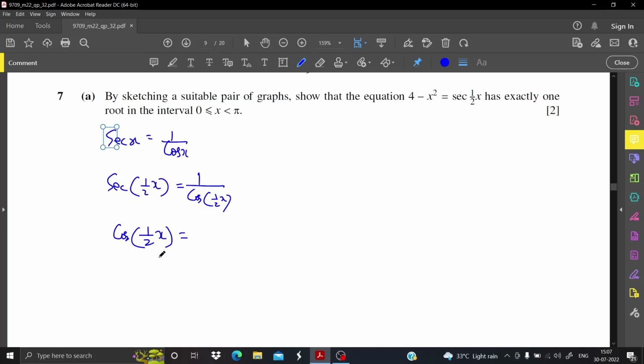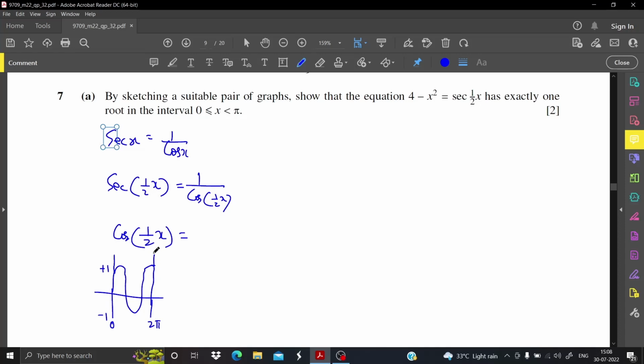Cos of half x. You know that the cos x pattern is always a gentle pattern. This is how the cos graph looks, this is one cycle of the cos graph. You know the period is 2 pi and the amplitude is 1. So the maximum is +1 and the minimum is -1.